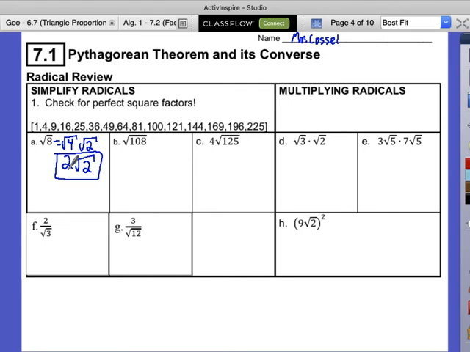Does 81 go into it? No. 64? No. 49? No. 36? Yes. How many times? 3. How can you check it to see if it goes? Divide by 36. Yeah, you can take your calculator and divide by 36.